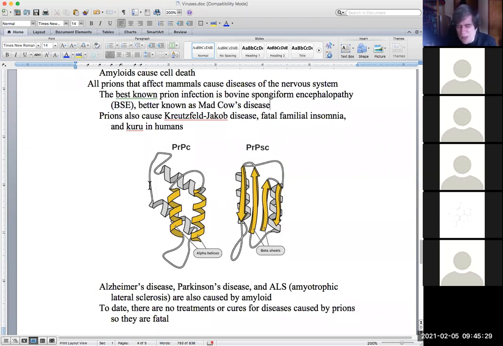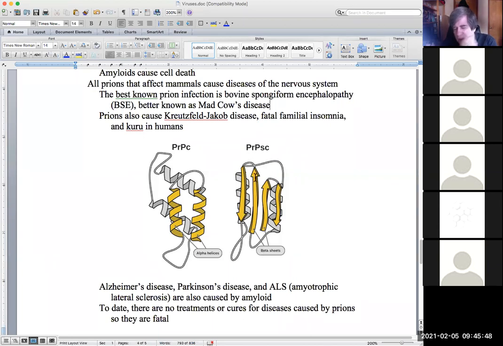Now notice that these alpha helix areas are connected by some other regions. This is an area of the secondary structure that's sometimes called a turn or a random coil. This is the connection between one section of alpha helix and another.